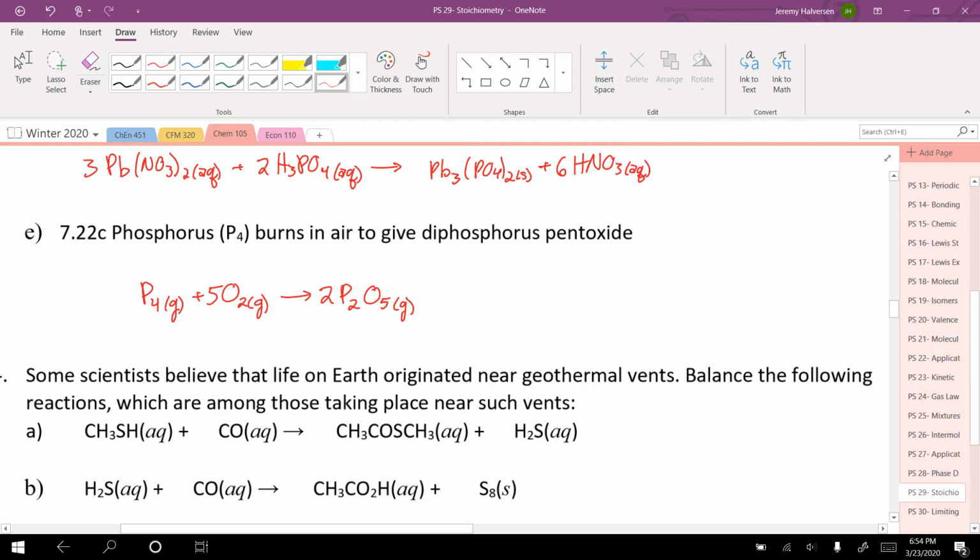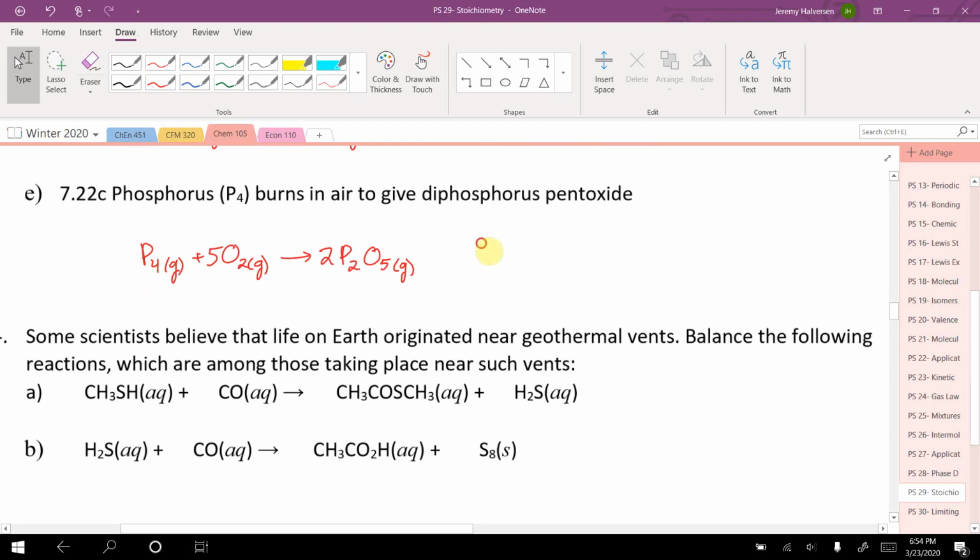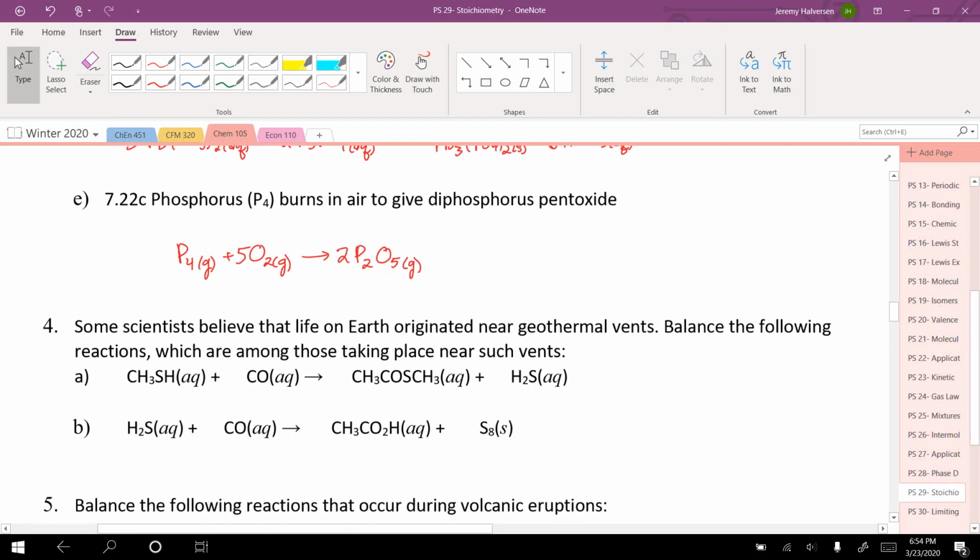Awesome, even more practice. Alright, some scientists believe that life on Earth originated near geothermal vents. Balance the following reactions, which are among those taking place near such vents. All right, let's do it.